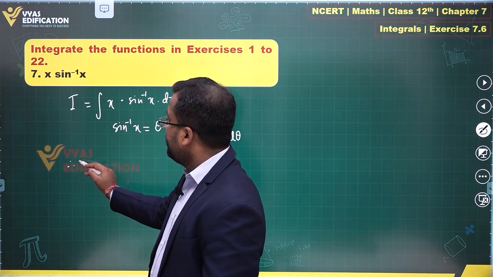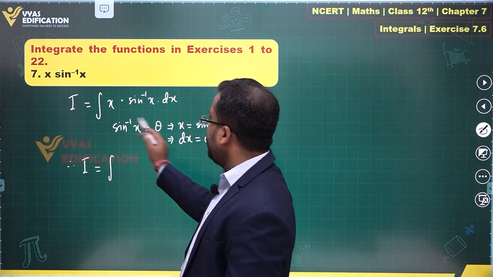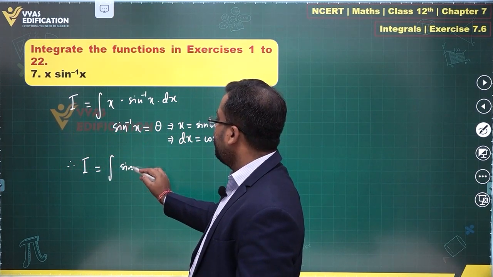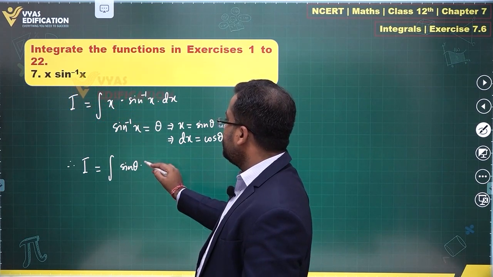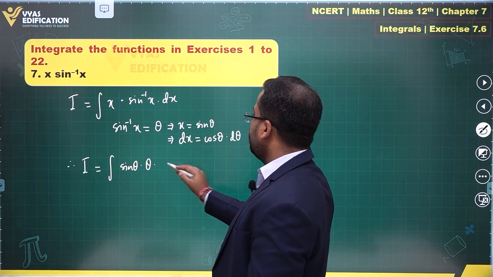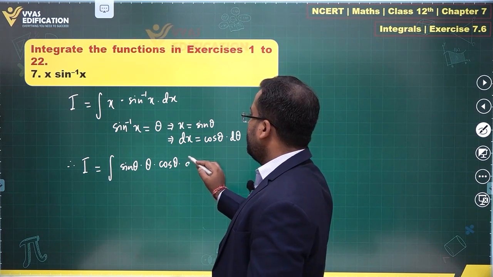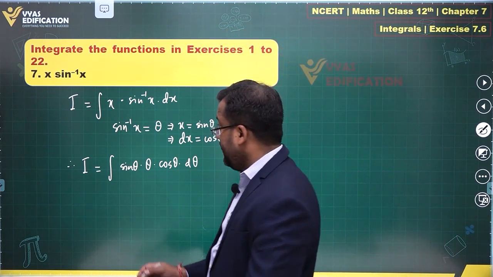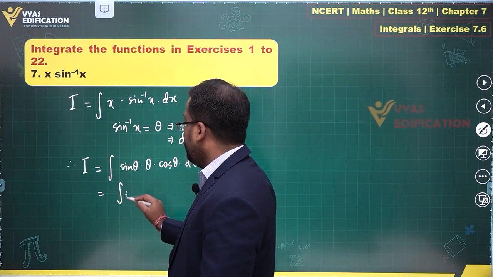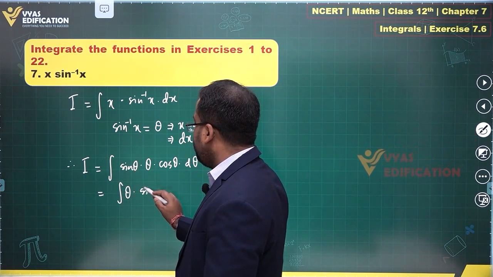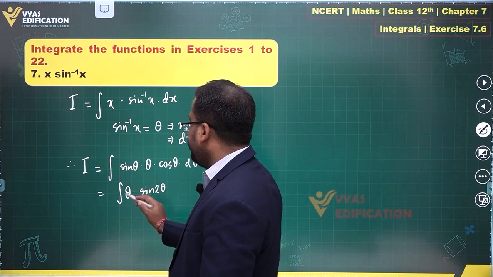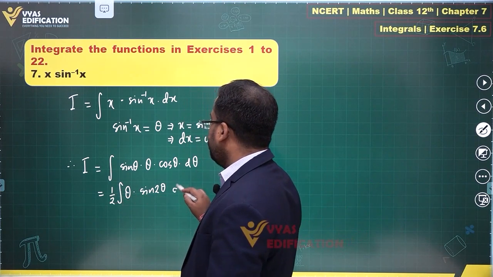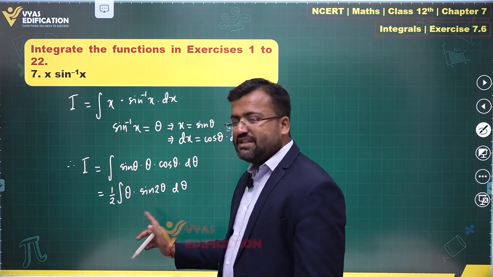Therefore, I will be equal to the integral of x, which is sine theta, sine inverse x, which is theta, dx, which is cos theta d theta. Now it becomes algebraic and trigonometric, right? Yes. The integral of theta times sine theta cos theta is sine 2 theta by 2. So there is a 1 by 2 outside d theta. Now this is algebraic and trigonometric.